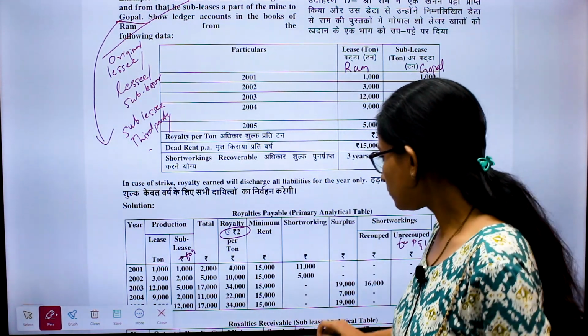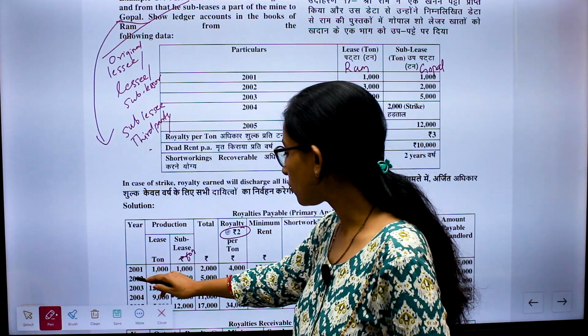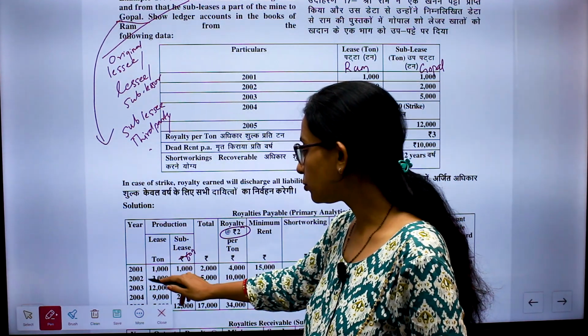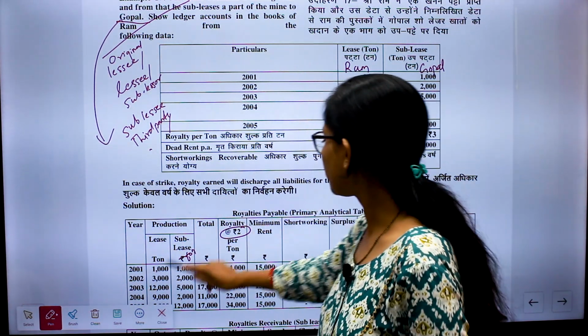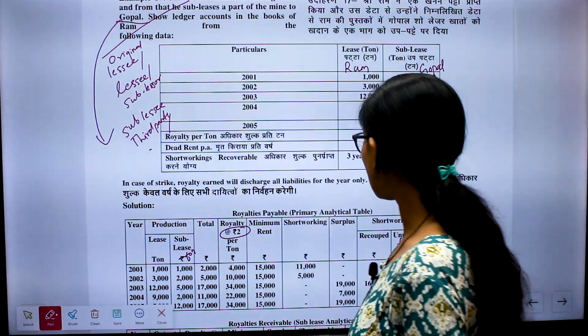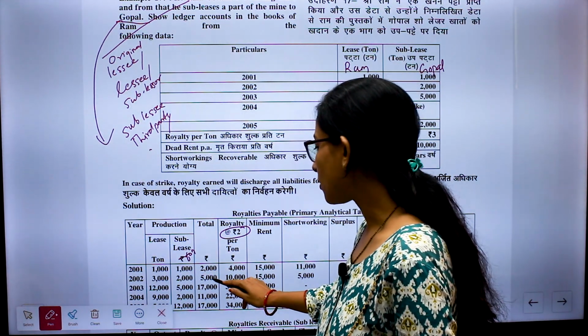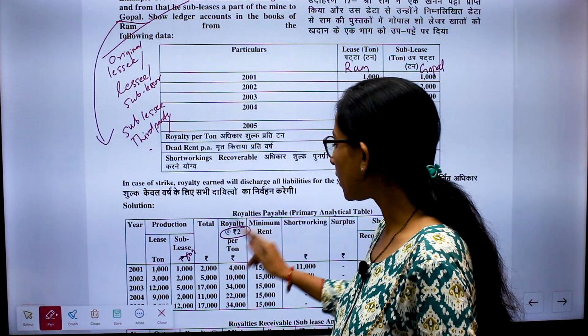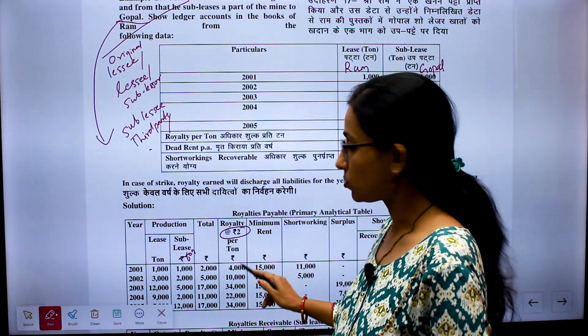Then we put in the figures for the year 2002: 3000 tons for Ram, 2000 tons for Gopal, and the total of this is 5000. When we multiply this by 2, we get rupees 10,000.